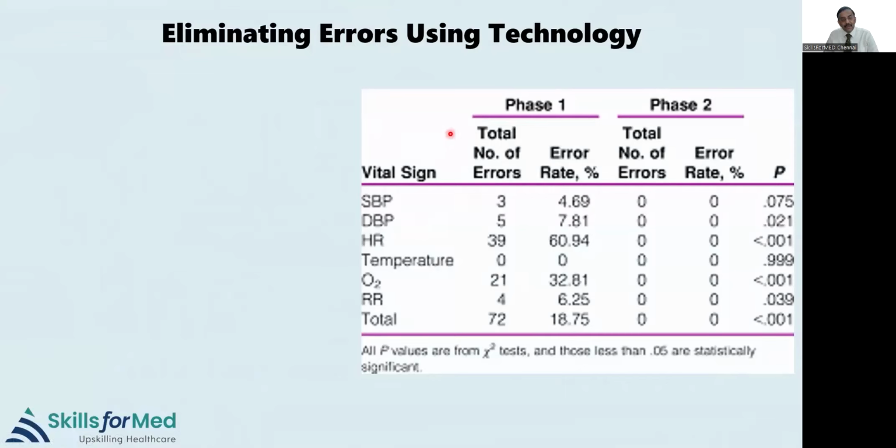So here is a hospital which did a study of using electronic medical records and wirelessly transferring the data. Before they introduced this, phase 2 is introduction of the technology. You could see systolic blood pressure, diastolic blood pressure, number of errors, error rate, especially heart rate. There were so many variations. And then temperature, there was not much. Oxygen, pulse oxygen, respiratory rate. So totally, there were about 72 errors and about 18%, nearly 1 out of 5 patients, there was error, which is completely eliminated using technology.